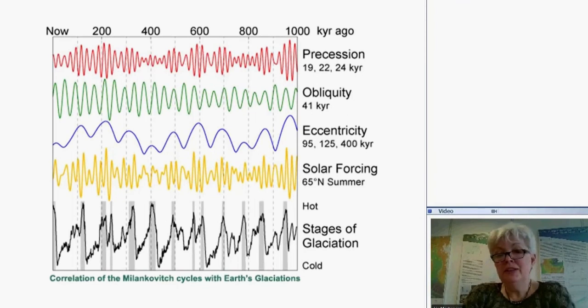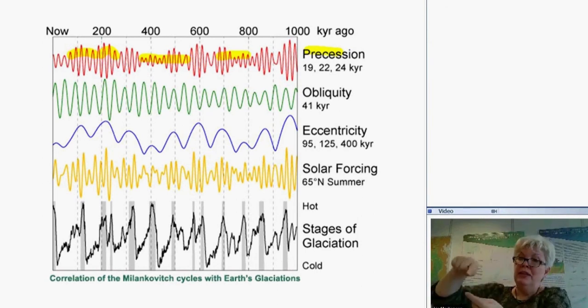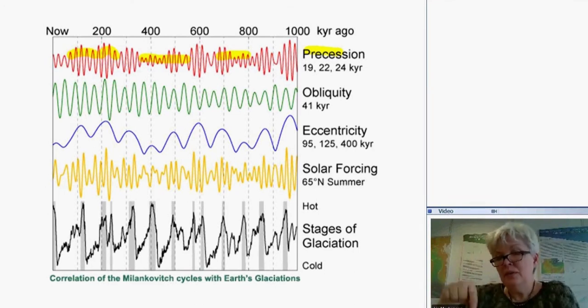And then we can put all these factors together. We have the precession at the top here, which changes with a period of 19,000, 22,000, and 24,000 years. And we can see the influence that this gives us of how that changes the climate on Earth. The precession, remember, was the toy that starts spinning on the table, and that's how the Earth spins around its own axis as well.